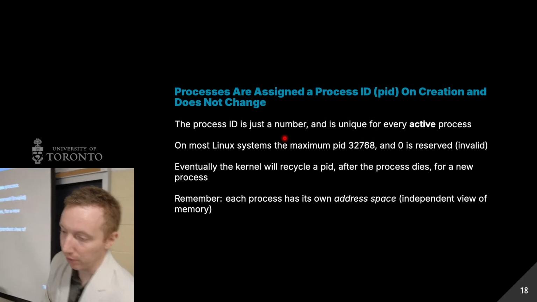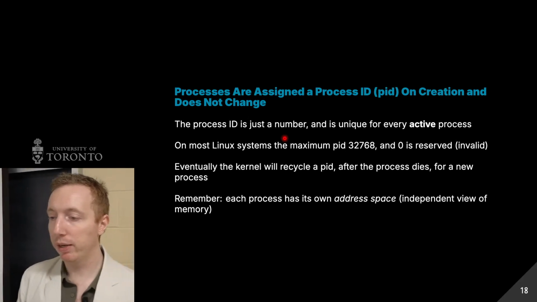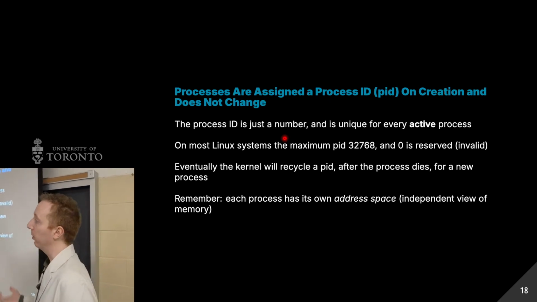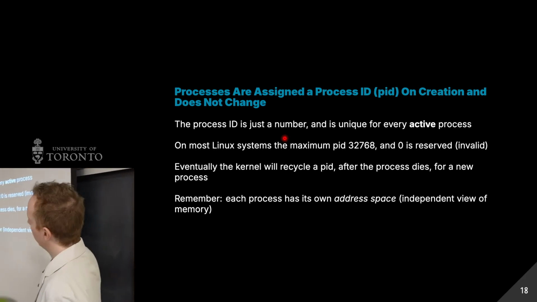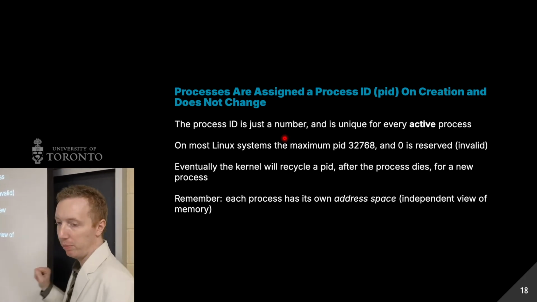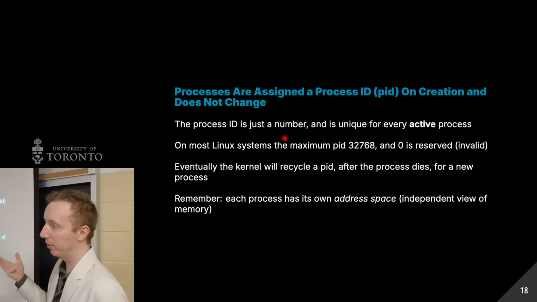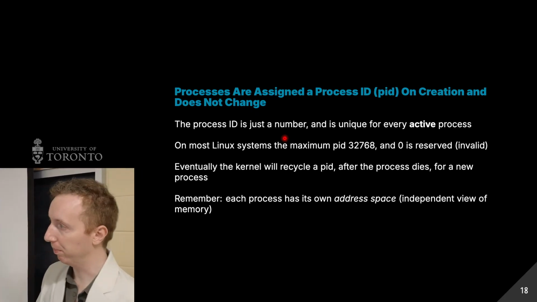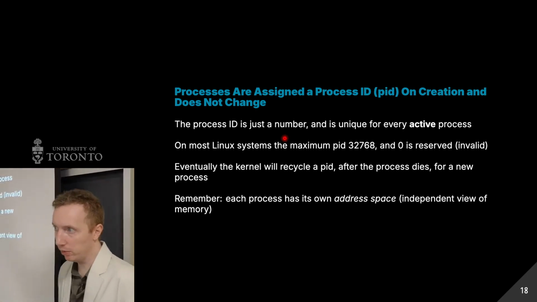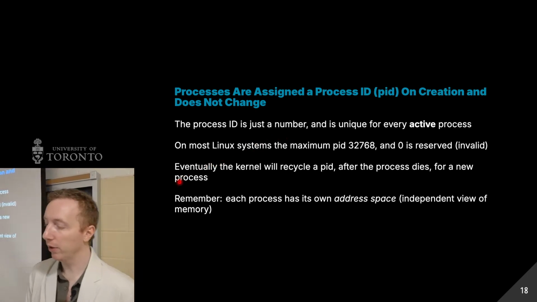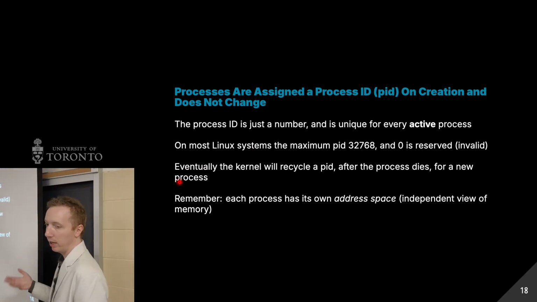All right, so processes just get assigned a process ID or PID whenever they're created, and it does not change as long as they're running. Remember, process ID is just a number, and it is unique for every active process. On most Linux systems, there's a maximum PID of like 32,000. 0 is reserved for being invalid because that's how fork knows that you are the clone, the child process. Eventually, the kernel will recycle process IDs after the processes die for new processes.